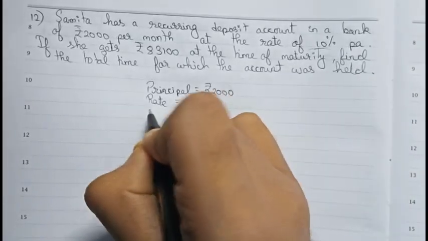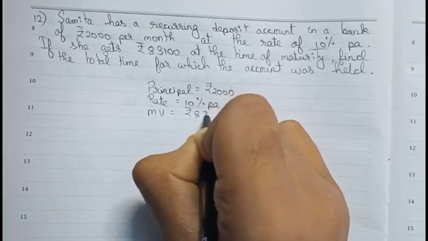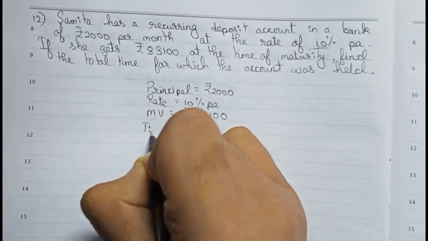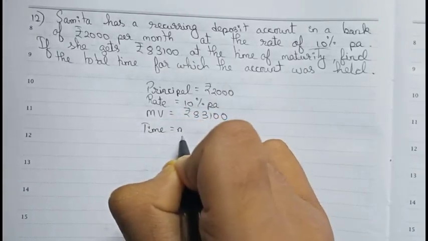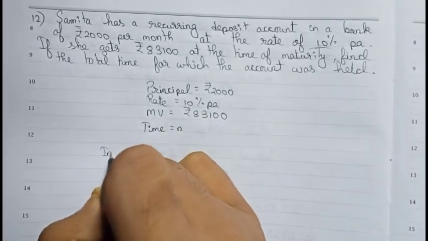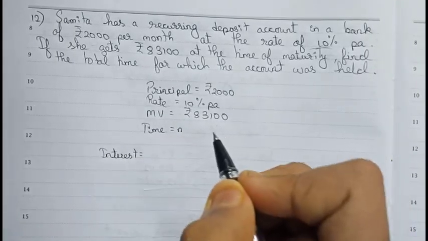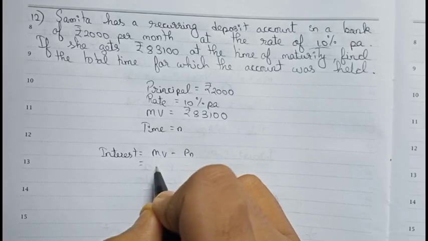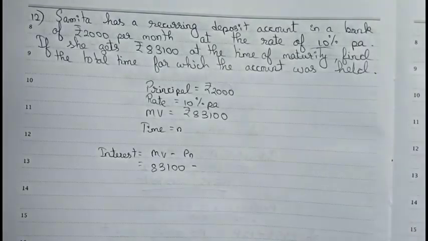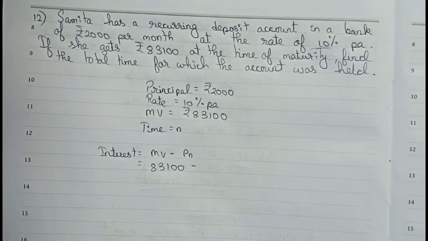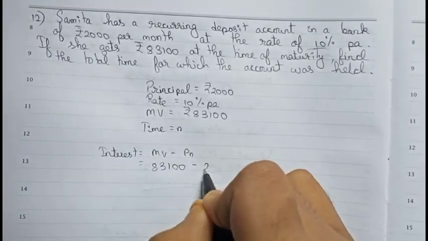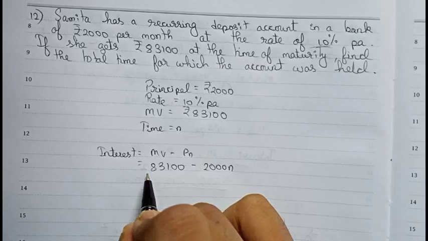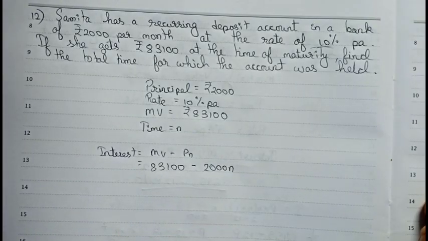And maturity value is given. So maturity value is equal to rupees 83,100. So we write time is equal to n. We need to find the value of this n. So first, interest will be equal to maturity value minus principal into n. So maturity value is 83,100 minus principal into n. So principal is our 2000, so minus 2000n. So we keep the interest like this only, 83,100 minus 2000n.